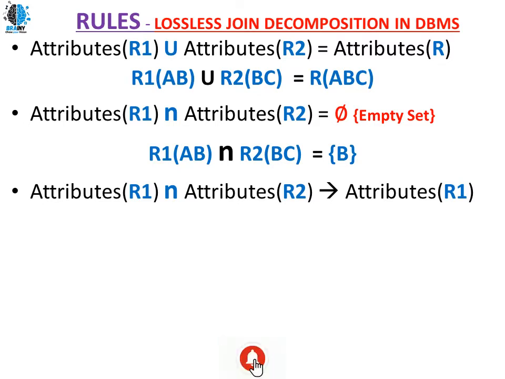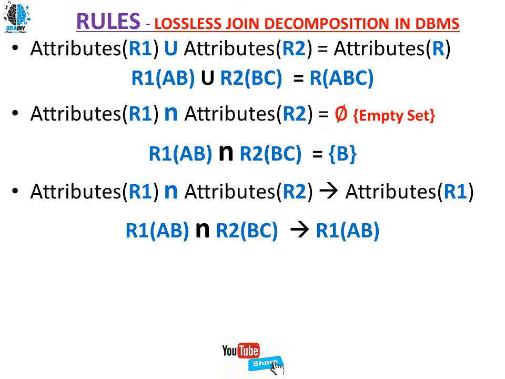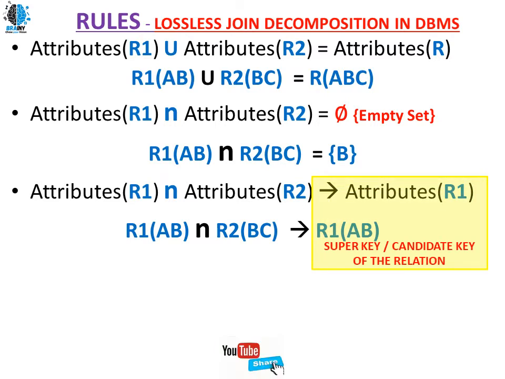Understood this point? So if I take the intersection of attributes of R1 and attributes of R2, it should derive the attributes of R1. For example, R1 has attributes AB and R2 has attributes BC. If I take the intersection of these two, it should derive the attributes of R1. So it means that the attributes of R1 are a super key or the candidate key of the relation.